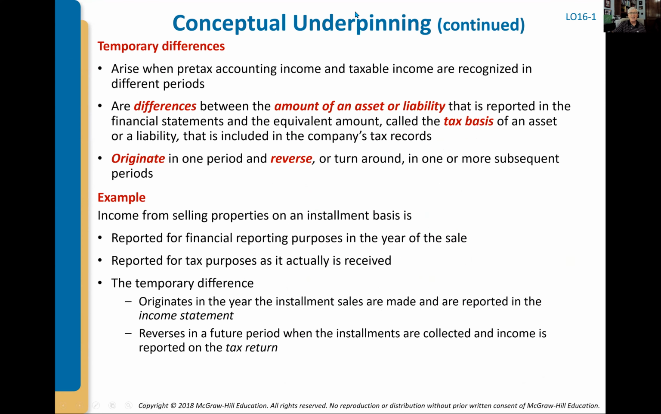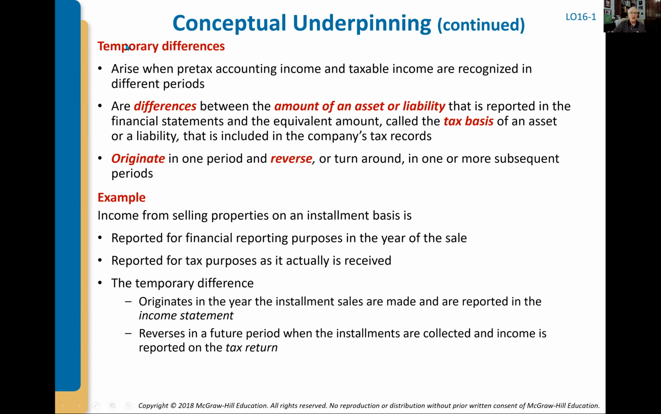And again, the conceptual underpinning here is we're going to look at temporary differences. Let me say this: only the temporary differences will result in a deferred tax asset or deferred tax liability. There are some things that are permanent differences. They never reverse. It's either income on the tax return and it's never on the books, or vice versa. Those are called permanent differences. Permanent differences do not result in DTAs or DTLs.